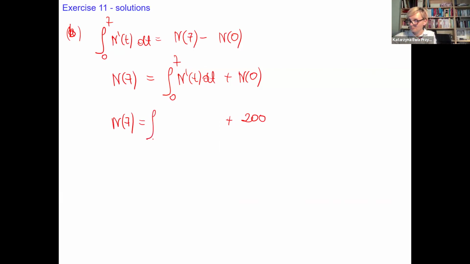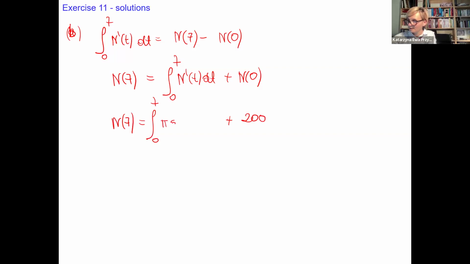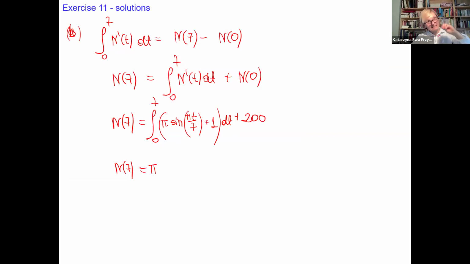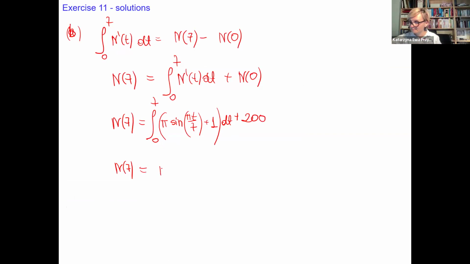Okay, now, who can help me to integrate? And do I remember the function? Pi sine of pi t over 7 plus 1 dt. Okay, that means you really have to help me. Plus. Okay, what pi, I can copy pi, constant. What is the integral of sine? What's the integral of sine? The integral of sine is negative cosine of the same angle.